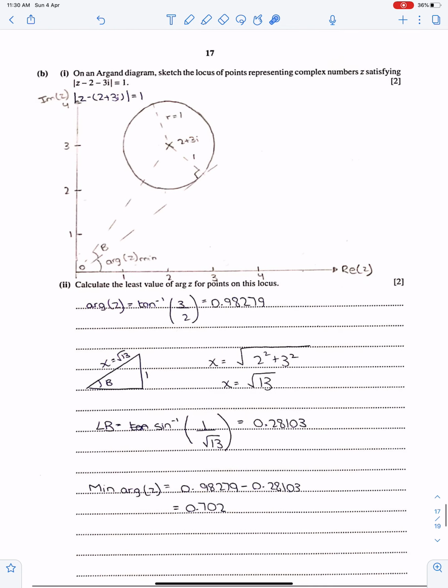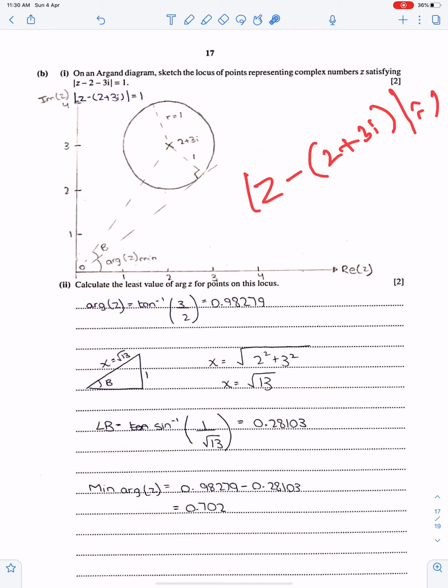Next part. On an Argand diagram, sketch the locus of points representing complex number z satisfying this. This is the equation of a circle, but you must have a bracket here, so you have to take a minus common. Make sure this is in brackets. The bracket is compulsory, this negative is compulsory. This is the equation of the circle. We must have a negative sign here and this must be in brackets.